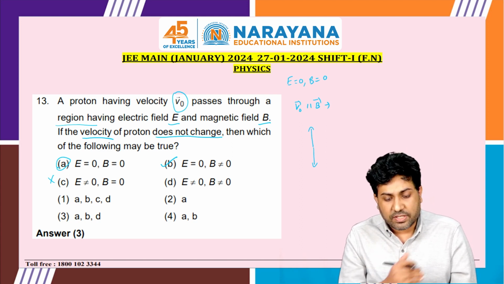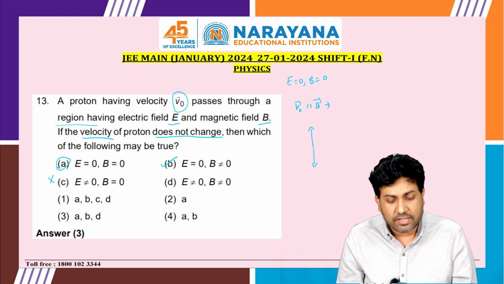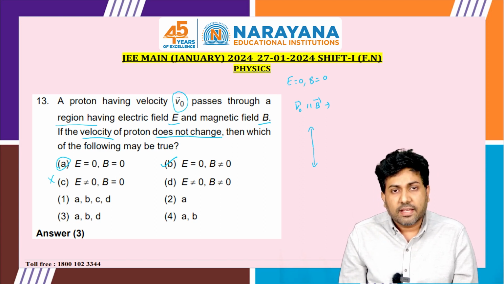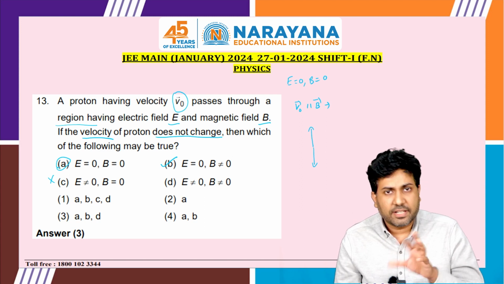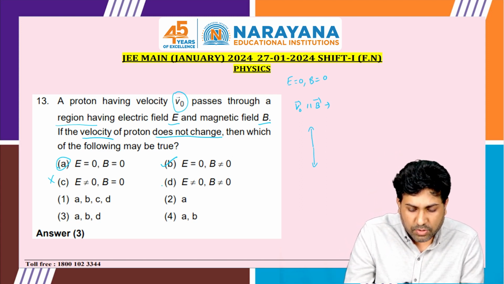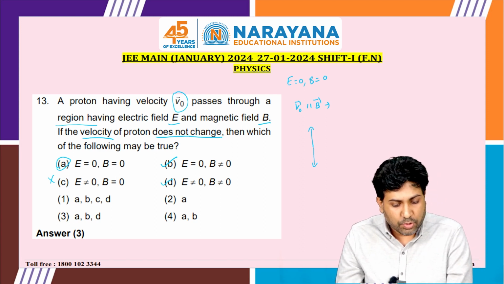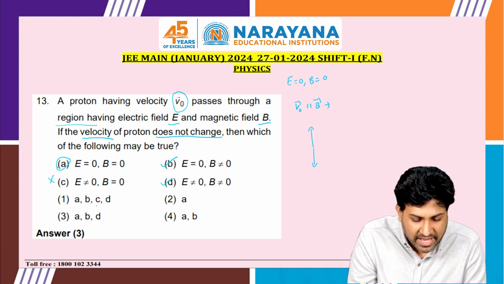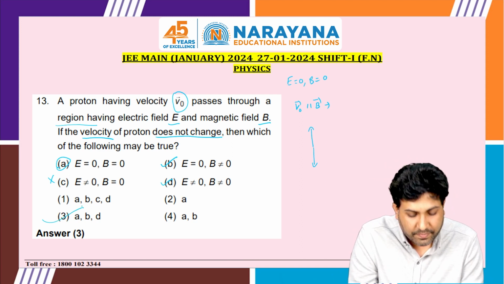And if the net force is 0, that means again there may be a case when, in presence of both the electric and magnetic field, the charged particle may move only in a straight line. So this situation is also possible. So then the possible answer is A, B and D, that is the third option.